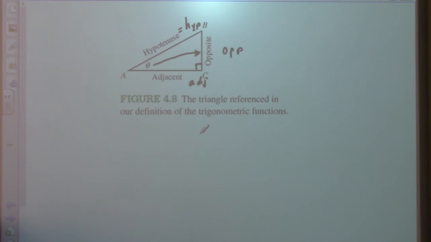Okay? You have questions about this? Well, I had a good question from third period class. What if, instead of theta being here, let's say we block that out, what if theta is over here in this corner? What do we have in this case? The opposite and the adjacent switch. Yeah, so in this case, you're right.